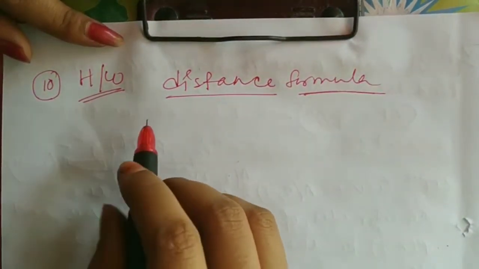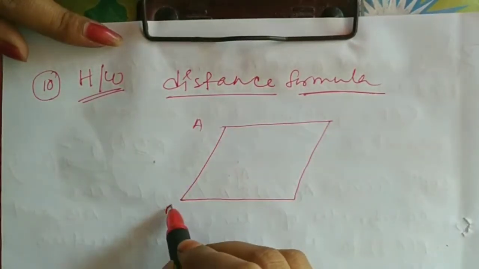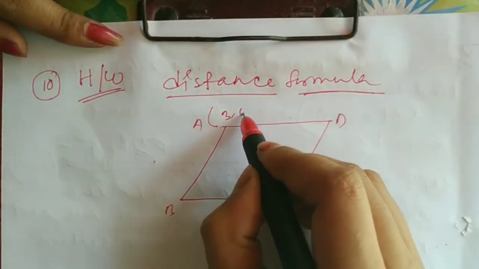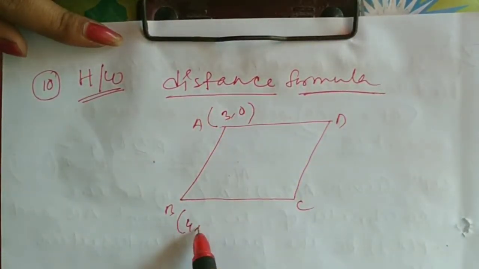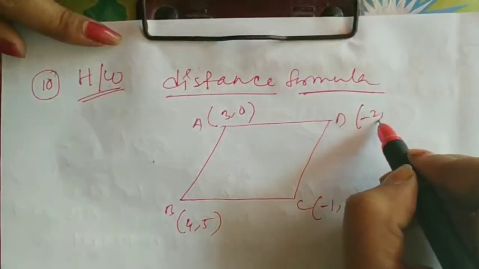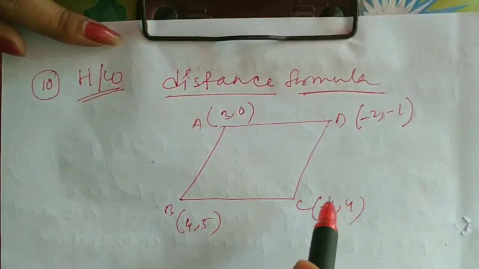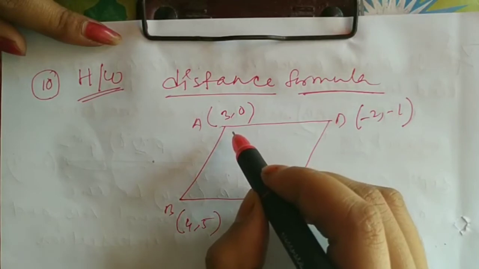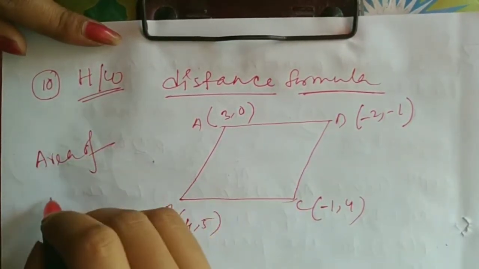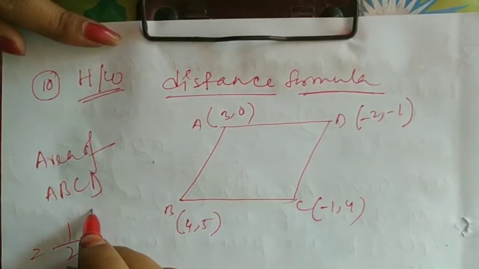So here given rhombus. Suppose this one is rhombus ABCD, where the coordinates of A is 3, 0, B is 4, 5, C is -1, 4, and D is -2, -1. The coordinates of the ABCD are given. So we have to find the area of the rhombus. So what is the area of the rhombus? Area of ABCD. That means area of rhombus is what? Half of product of the diagonals.